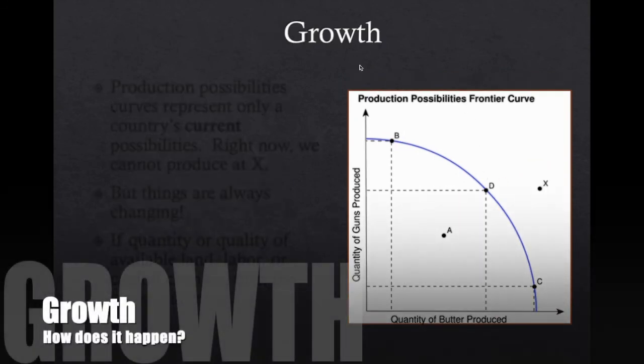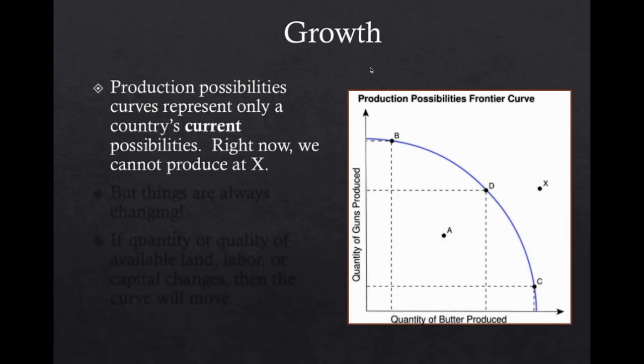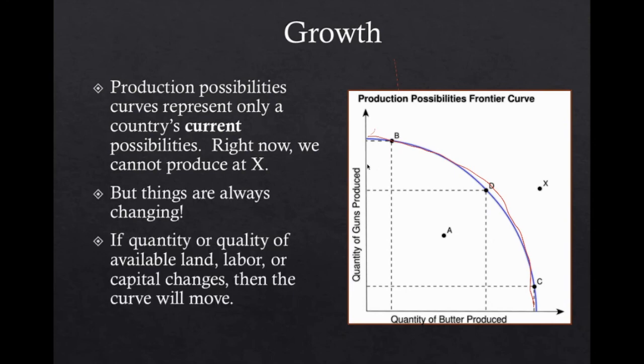Growth. Every company, every business, every economy wants to grow. So how do you grow? So this is only current. Ooh, all these lines. This is the current. This is what we have current resources for. But economies don't stay stagnant. If you're using everything efficiently and things are always changing, you're either going to grow or shrink. So there's a lot of reasons why something could grow. We don't want it to shrink.